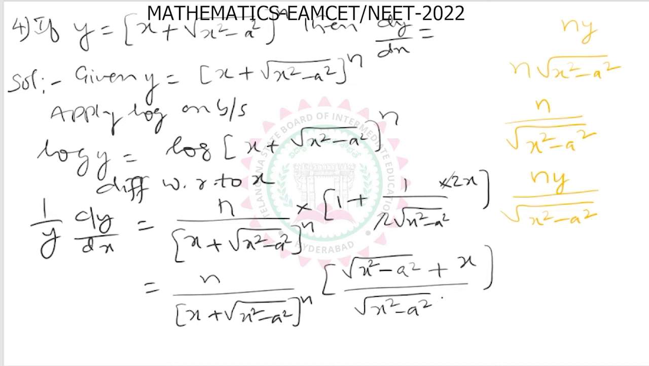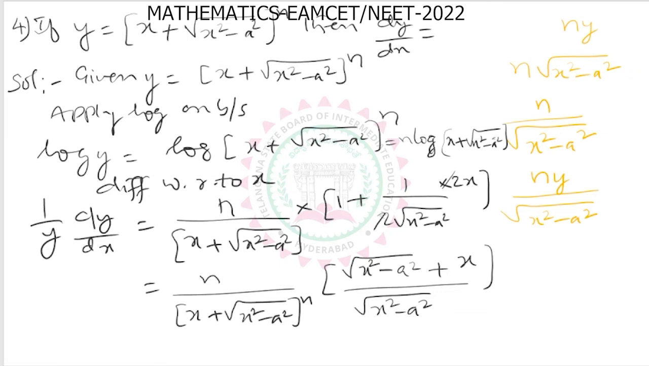So you may note that here, if I apply y is equal to log of something, log y means log y is equal to log of this. So this becomes n log of this. I will write y is equal to n log of x plus root of x square minus a square. Okay, so n as it is, log of something is 1 by that thing. Here n is not there. Is it clear?